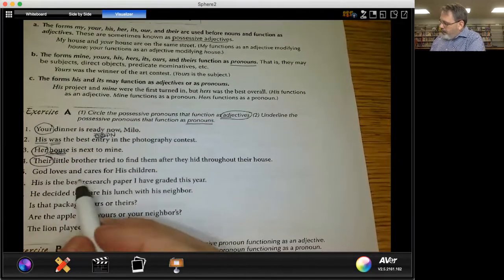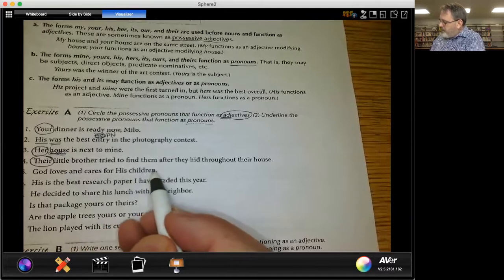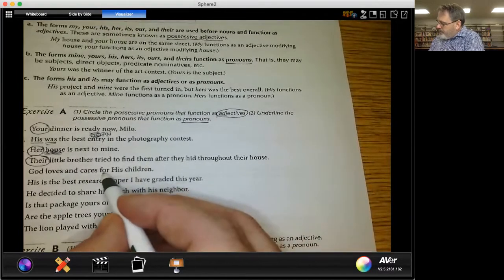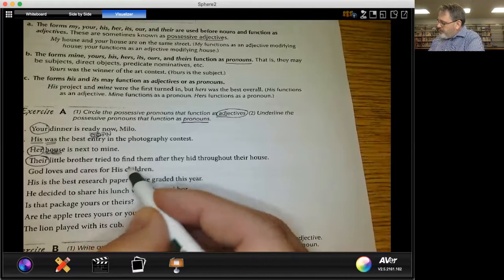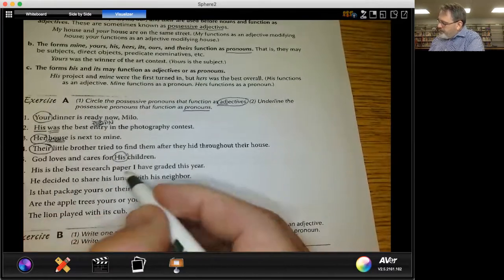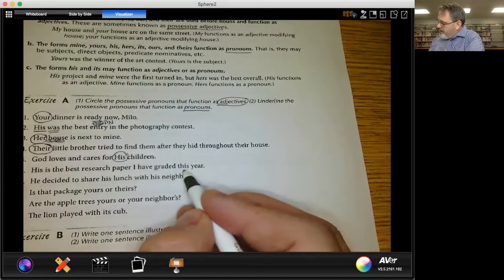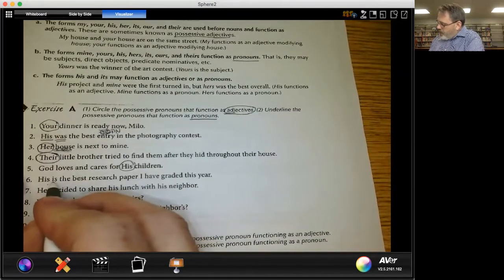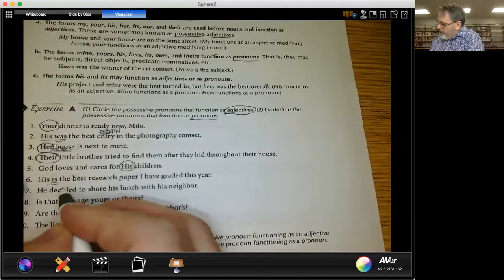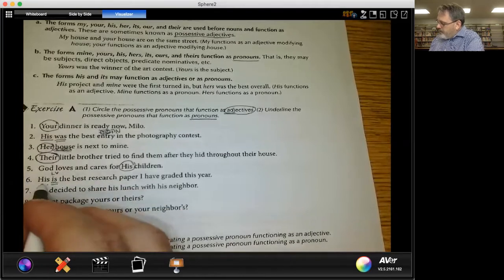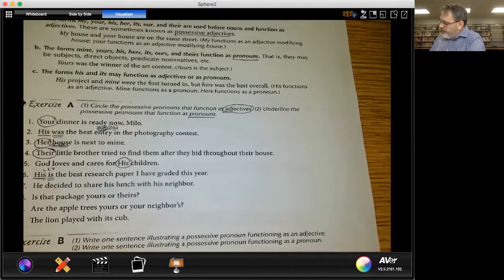Okay. God loves and cares for his children. Whose children? Well, children is the object of that preposition, for children. His is describing it, so that's an adjective as well. His is the best research paper I have graded this year. His is. Is is the verb, and it's a linking verb, right? So his must be the subject, and if it's the subject, it's a pronoun, and we have to underline it.